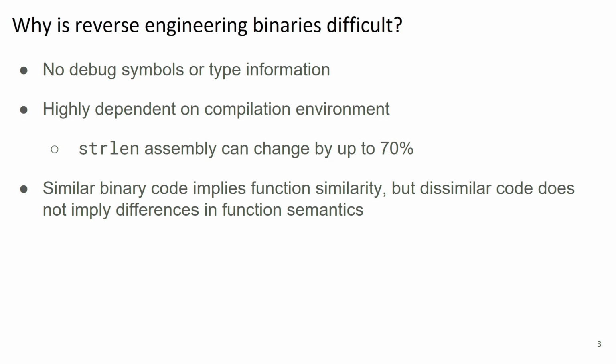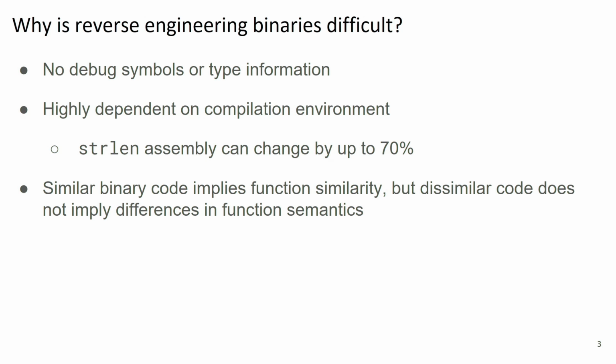But why is it hard? Well, first of all, you don't get any kind of debug information or type information from the binary. And the binary itself is highly dependent upon the compilation environment used to generate that binary. And when I say compilation environment, what I mean is the exact brand and version of compiler, the optimization used, those kind of things that influence the final generation of the binary. And because of that high dependence on the exact compilation environment, the output binary, the output assembly, can vary widely from the same source code.